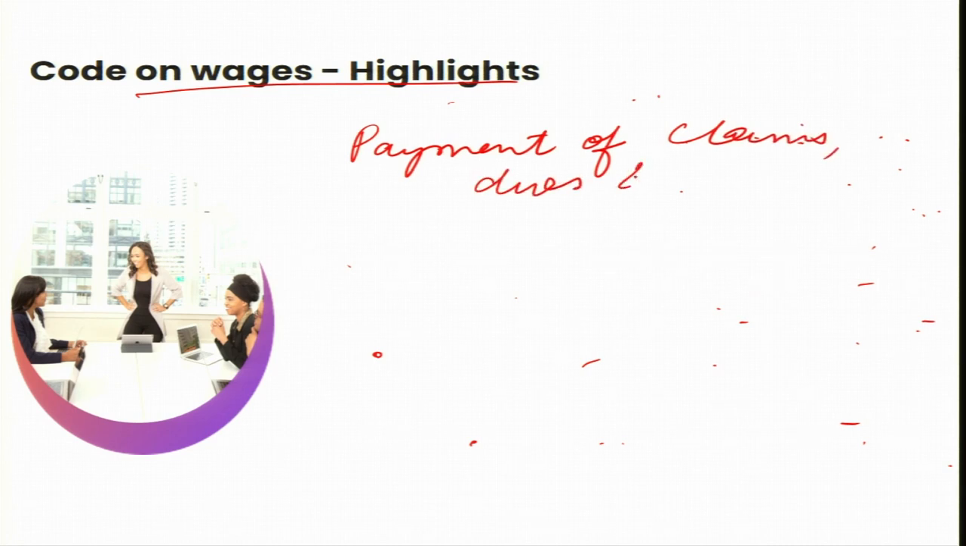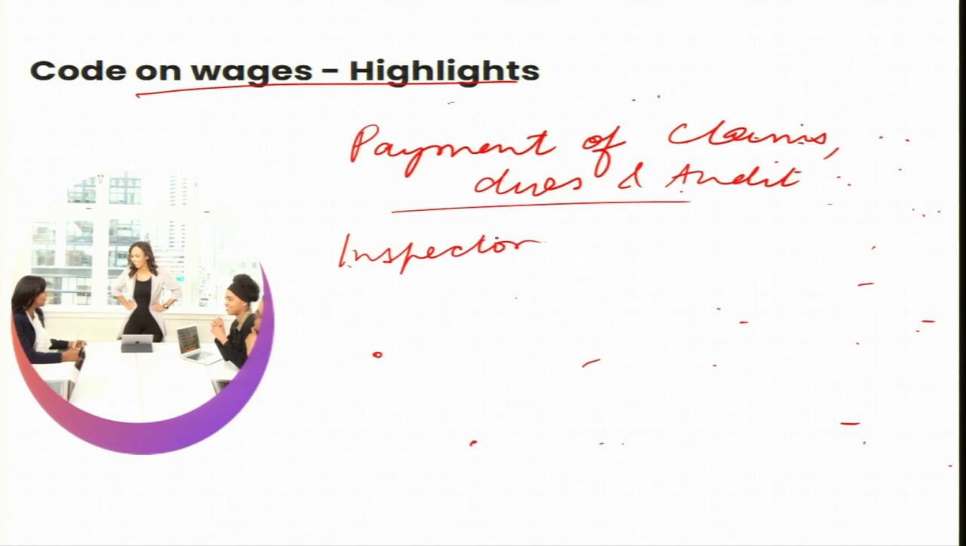Then there is a chapter which talks about the advisory board, the central advisory board and the state advisory board. Then chapter 6, for example, talks about payment of claims, dues and audit. It talks about the responsibility for payment of various dues and claims under the codes and the procedures thereof. And then chapter 7 talks about inspector-cum-facilitators. So it talks primarily about their powers.